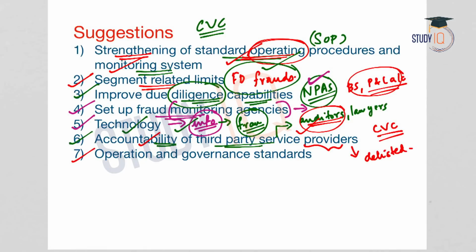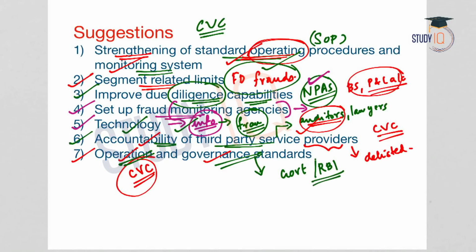Now, the CVC also suggested that better operation and governance standards must be adopted by Indian banks. So, Indian banks need an improvement in operation as well as governance standards. This will improve the banking environment in the country. And for that, both the government as well as the Reserve Bank of India must work together to improve the overall banking structure in the country.